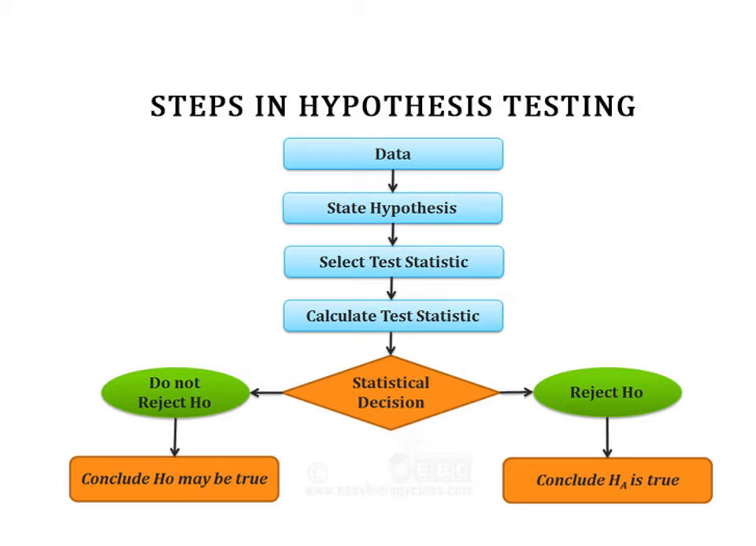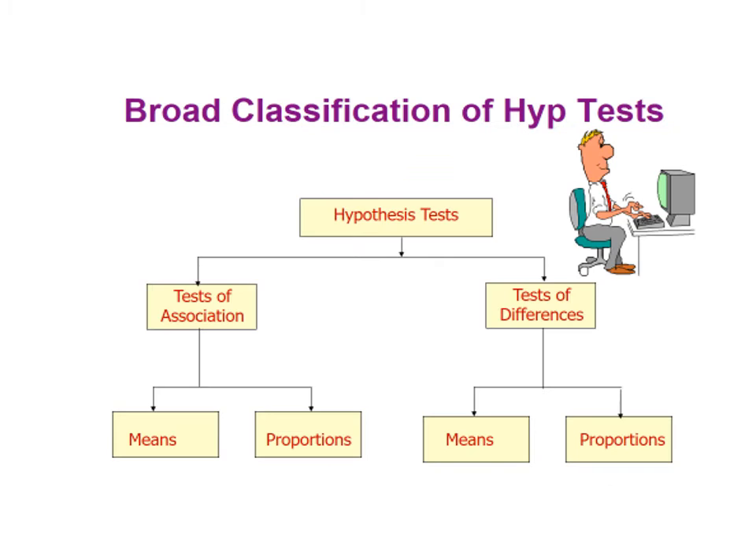State the hypothesis, select the test and statistics, and calculate the test statistic. After calculating the statistic, we make the statistical decision: do not reject the hypothesis or reject the hypothesis. We also take a broader classification of hypothesis testing. Tests of hypothesis are based on the degree of association and the degree of differences, and both are calculated on the mean and proportion.